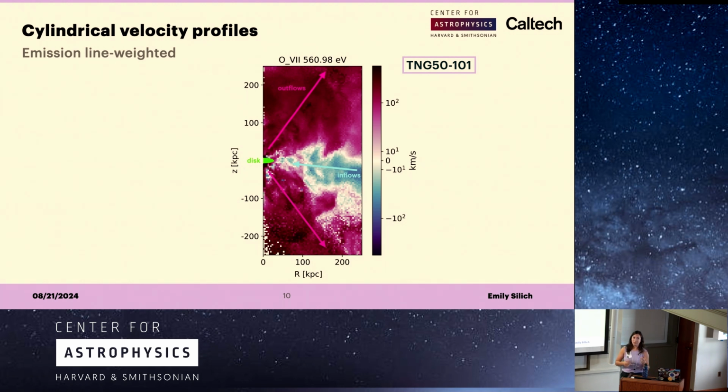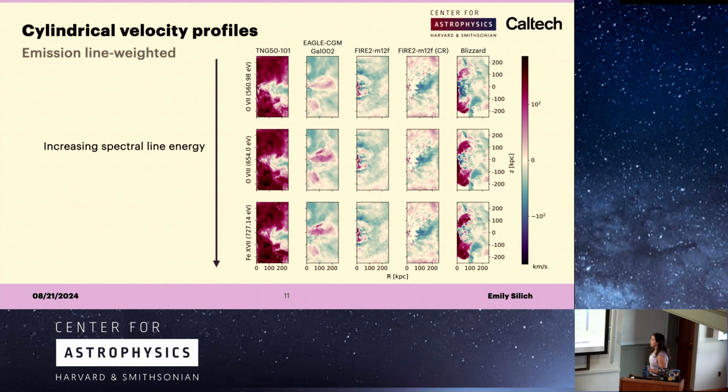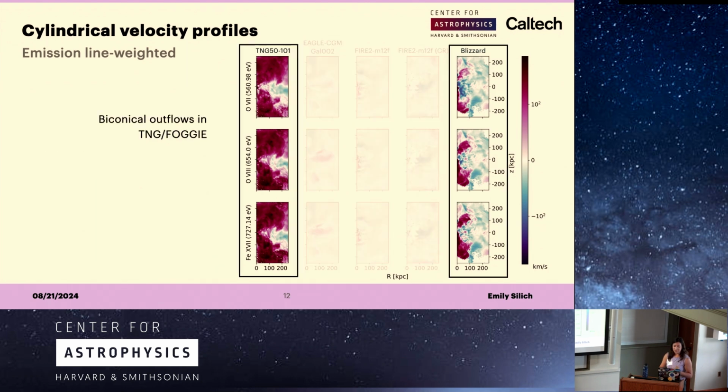And so as with the other velocities and the surface brightness, we can weight this by emission lines, and we can make comparisons between the different galaxies. So I'm showing here 5 different galaxies, 1 galaxy from each of the simulations. And I'm showing these radial velocity profiles weighted by individual X-ray emission lines, with O7 on the top, moving down to Fe17 on the bottom. And immediately there are several interesting things that you can pull out of this.